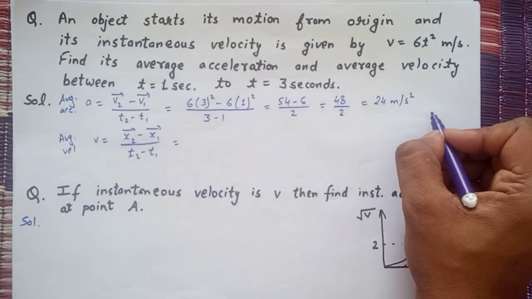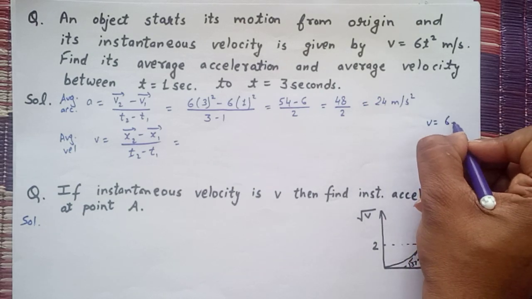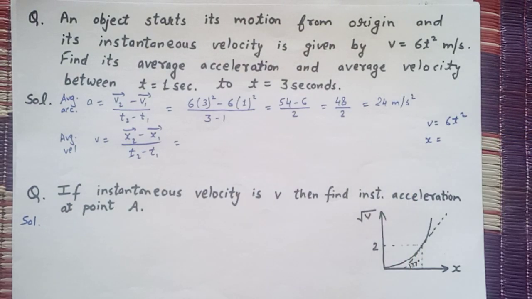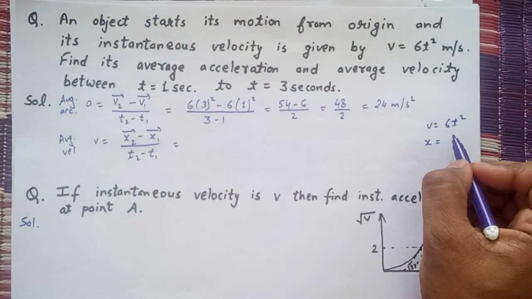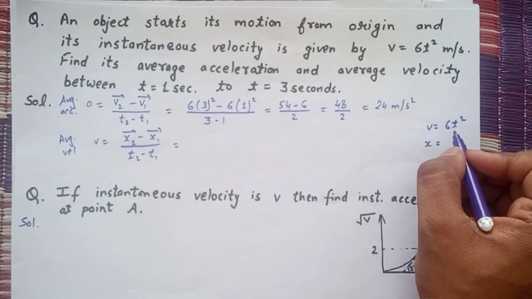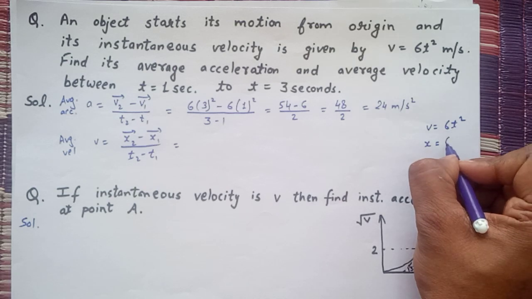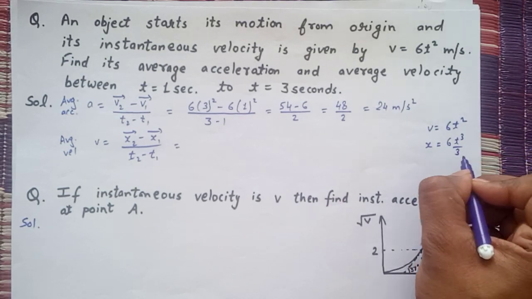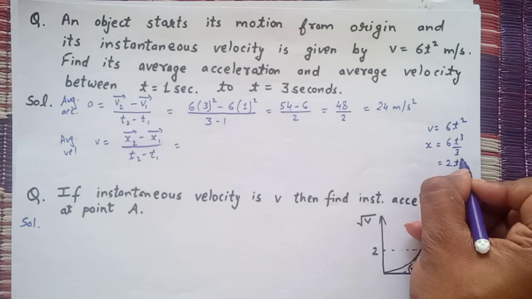So what if velocity is 6t square, then what will be displacement? When the velocity is 6t square, then its displacement will be the integration of 6t square, and the integration of t square will be t cube by 3, so it will be 2t cube.